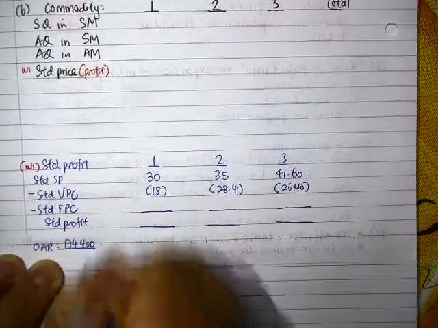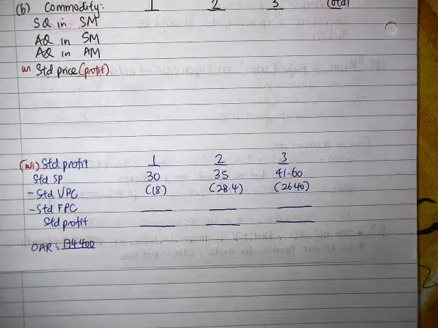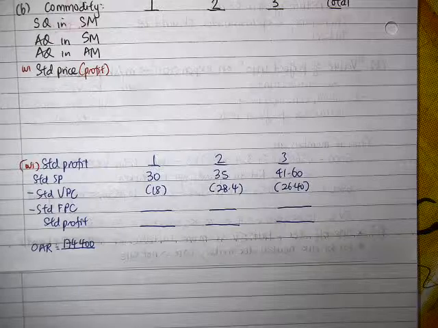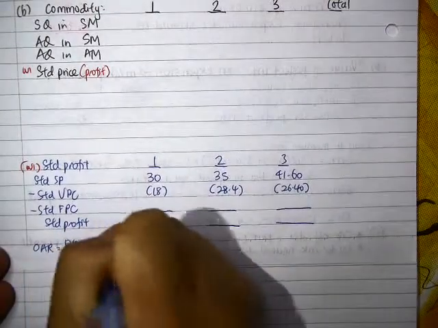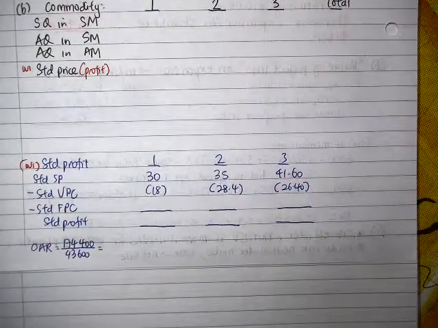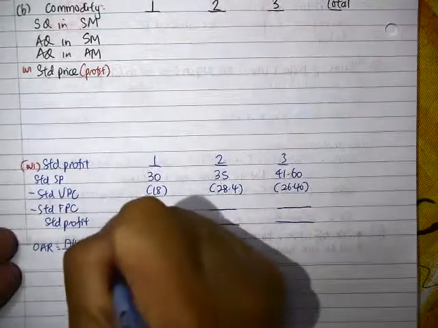174,400 divided by the machine hours. The machine hours you calculate what? 30,000 times 0.2 plus 28,000 times 0.6 plus 26,000 times 0.8. You get 43,006. So 1744, you divide back, it should be 4.